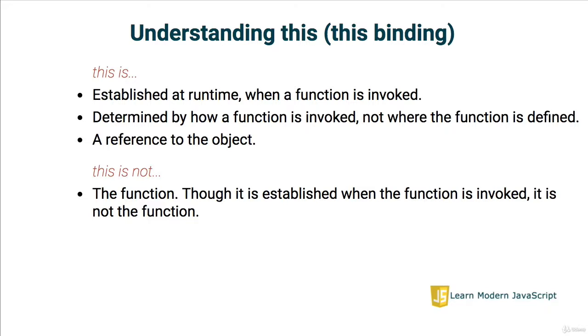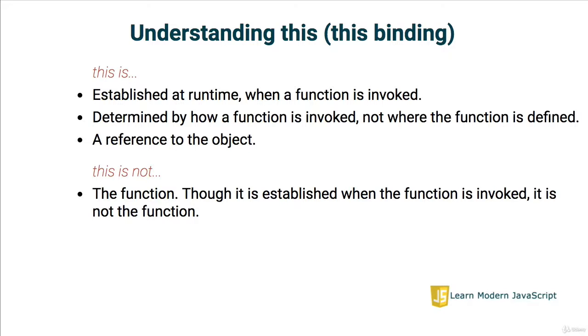So it really doesn't matter where in the code you've placed the function. That doesn't determine what the value of this becomes. How that function is invoked will determine that. And finally, this is a reference to an object. So the value that this becomes is always an object. That we can say up front. It will always be an object.